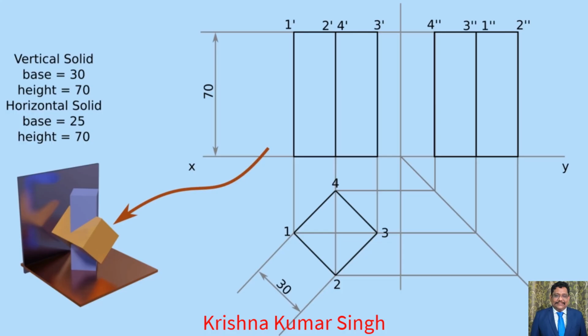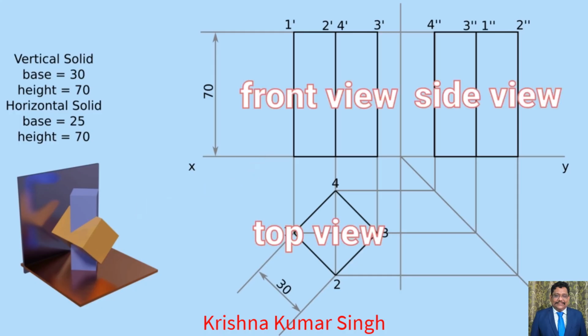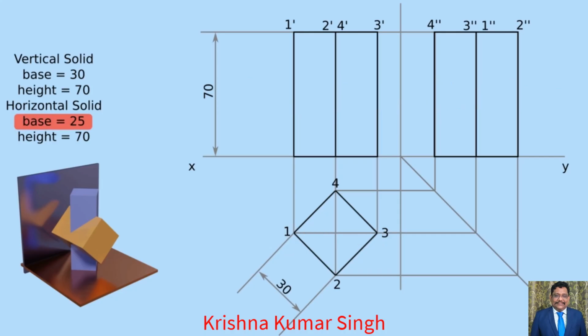Now it's time to project different views of the horizontal prism. Firstly, draw the side view of the horizontal prism, then the top view, and then the final front view. The side view of the horizontal prism is a square of edge 25 mm. This square lies centrally on the side view of the vertical prism. Here our side view of both prisms gets completed. Now moving towards the top view of the horizontal prism.